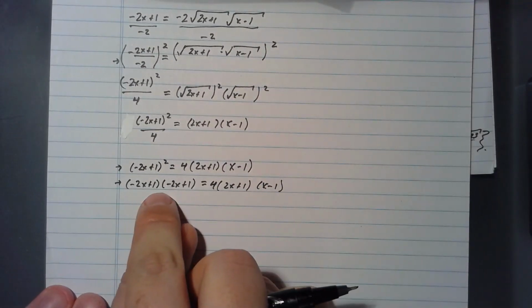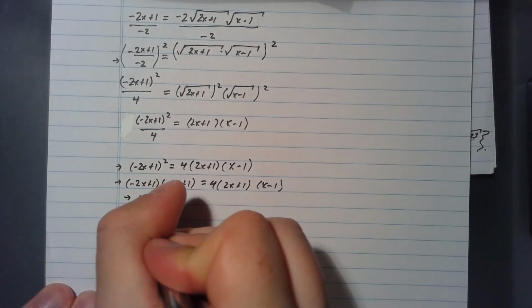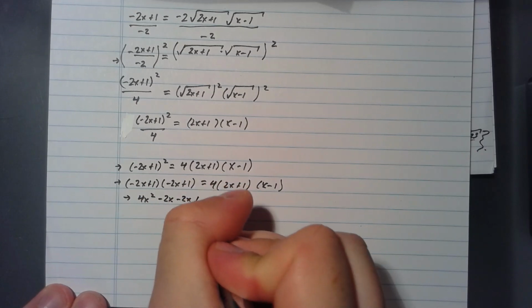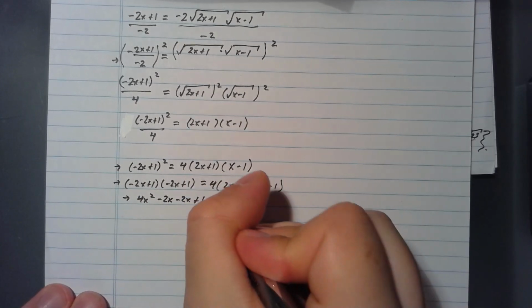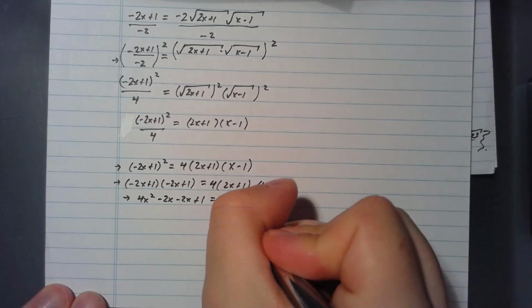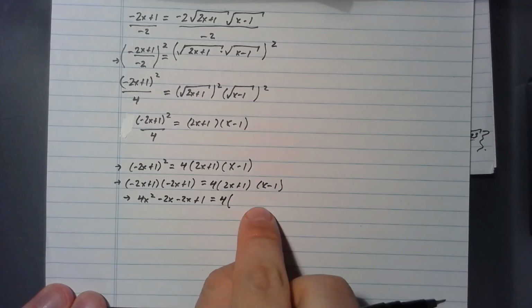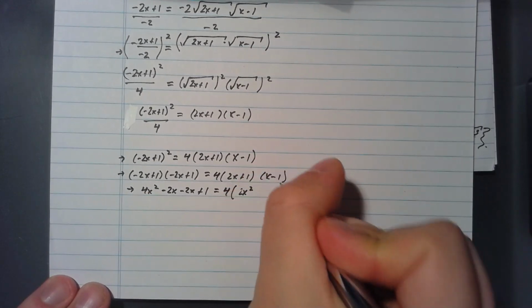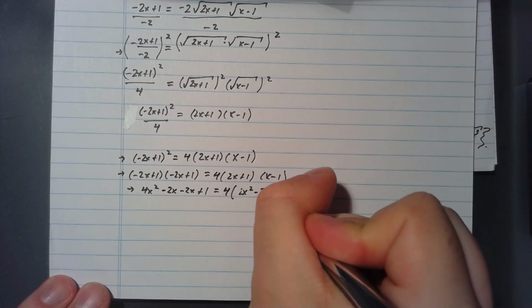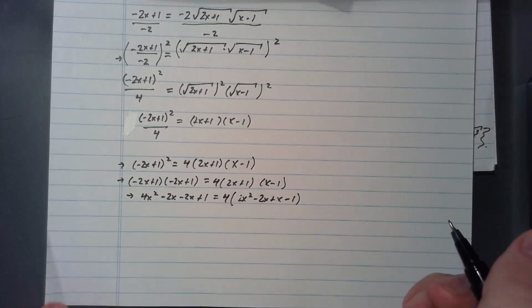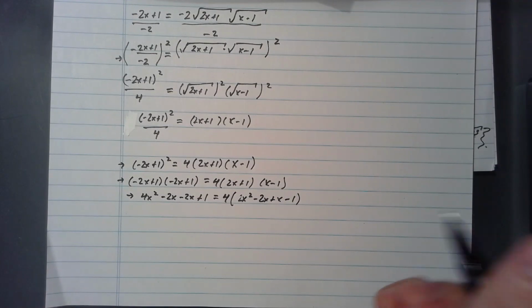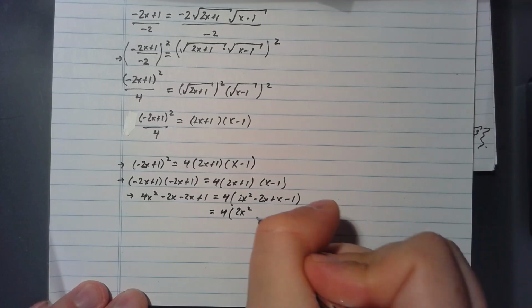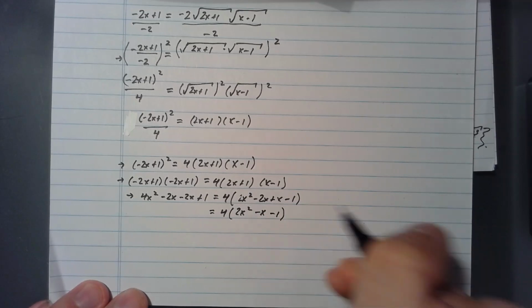So when you FOIL this out, you're going to get 4x squared minus 2x minus 2x plus 1 equals 4 times, I'm going to FOIL this out and then distribute the 4. So 2x times x is 2x squared. 2x times 1 is negative 2x plus x minus 1. Minus 2x plus x is minus x minus 1.